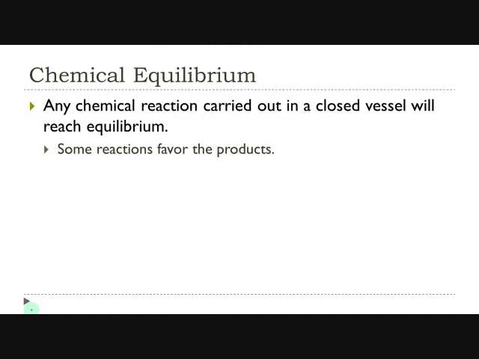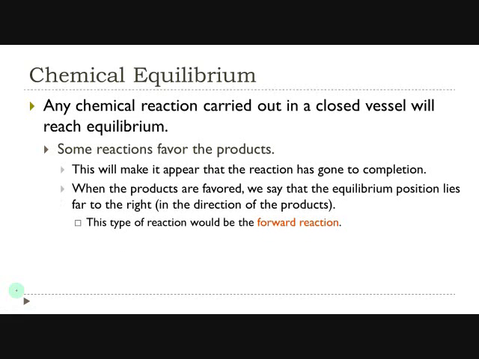7.2. So for 7.2, this is all about how do you know which reaction is more favored? So when any chemical reaction is carried out in a closed vessel, like my joke, it will eventually reach equilibrium. So sometimes the reaction will favor the products. And a lot of times in Chem 1, this is what we see. We only see products from a reaction. So it appears to us that the reaction has gone to completion. So when the products are favored, we say that the equilibrium position lies far to the right. Right literally meaning the right side of the arrow for the products, in the direction of the products.